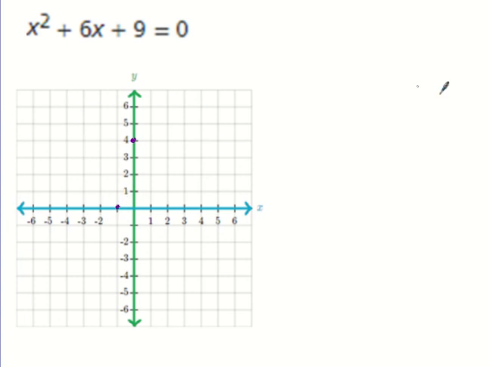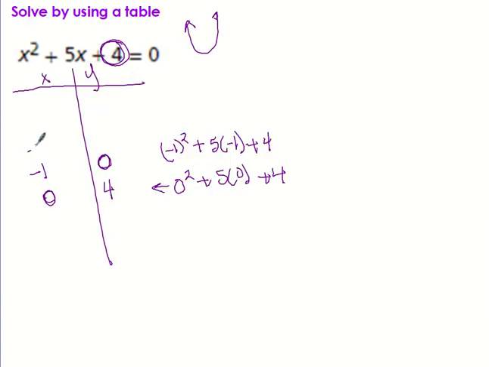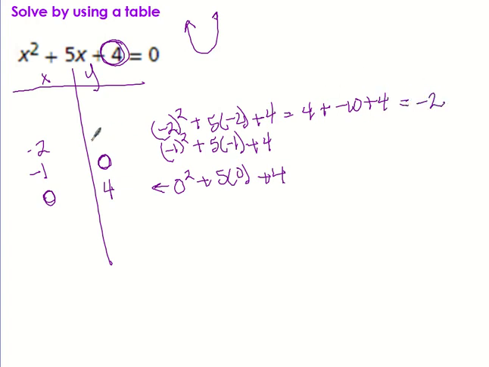Okay, so let's check -2. I'm going to erase these dots because these don't have anything to do with this. So I'm going to try -2 and see what happens. -2 squared plus 5 times -2 plus 4. Just to keep track of things this time, since I had an issue last time, I'm going to go 4 plus -10 plus 4. So I know this is -2. So I did go down a little bit more. I'm going to keep going with this order.